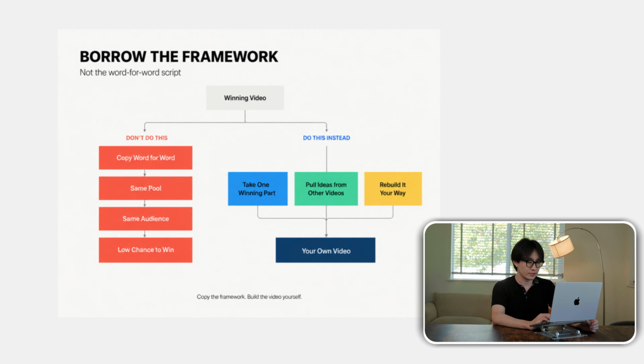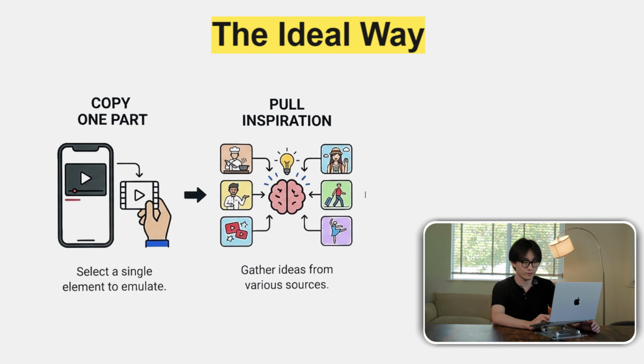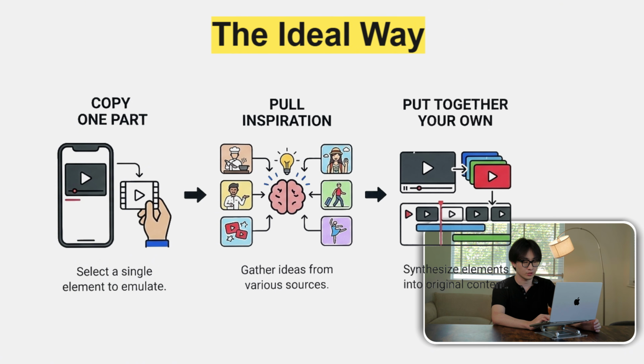I've run the backend for different brands, so I can tell you, if you copy the winning video word for word, you are most likely competing in the exact same pool. The algorithm pushes your video to a very similar group of people. And if the original is already converting, why would someone who didn't buy from that video suddenly buy from your copy? So the ideal way is just copy one part, then pull some inspiration from a few other winning videos and put it together on your own.